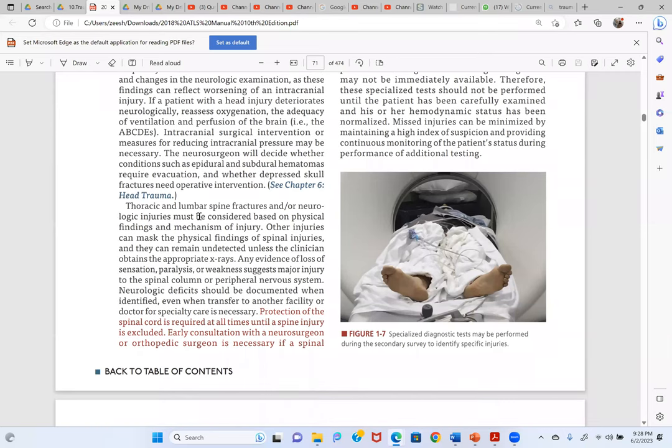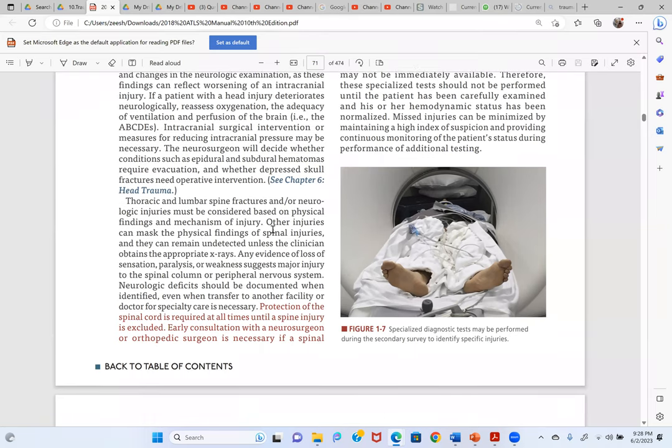Thoracic and lumbar spine fractures or neurological injury must be considered based on physical exam findings and mechanism of injury. Other injuries can mask the physical findings of spinal injuries, and they can remain undetected unless the clinicians obtain the appropriate X-rays. That's why Sabat, you were asking yesterday about the pan CT. Whenever you have polytrauma or things like that, you should have a pan CT, because it will rule out all of the things which we can suspect.